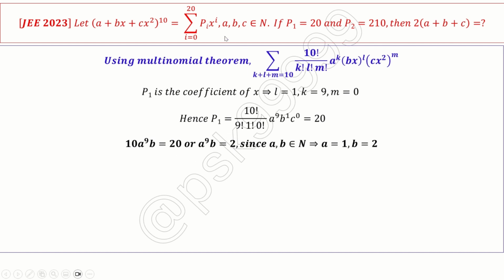Okay, now you look at a, b, c are natural numbers. So the only option possible here is b should be 2, a should be 1. That's the only option. There is no other option possible. Okay, so a is 1, b is 2.